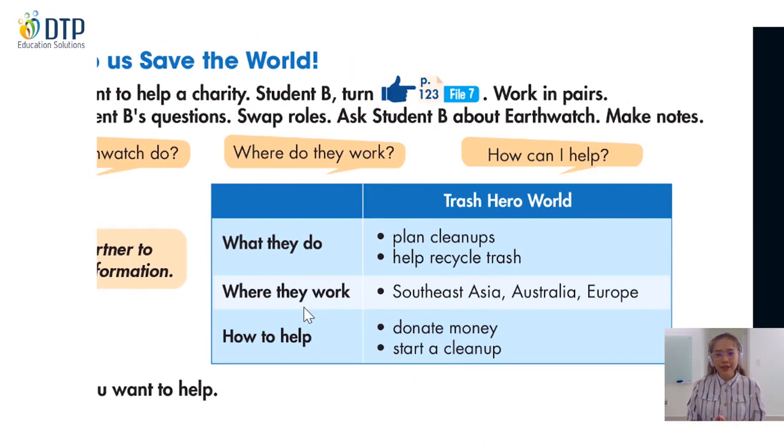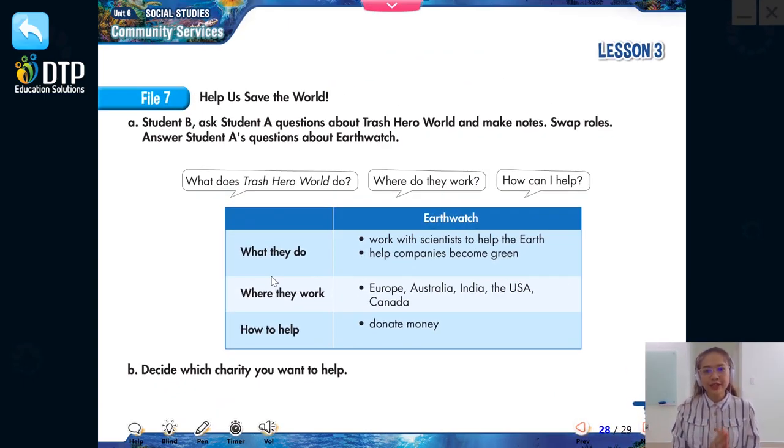Can you look at the table here? We have the charity named Earthwatch. Chúng ta sẽ thực hiện bài hội thoại dựa trên thông tin được đưa ra về Earthwatch Charity. Và lần này Miss Dung sẽ là người hỏi và các bạn sẽ là người trả lời. Nào chúng ta hãy nhìn vào bảng nhé. Chúng ta sẽ có 3 thông tin. What they do? Yes, you can see here they work with scientists to help the earth, help companies become green. Where they work? Europe, Australia, India, the USA, and Canada. And how to help? You will donate money.